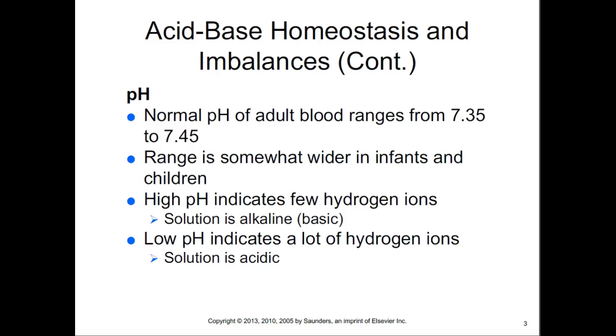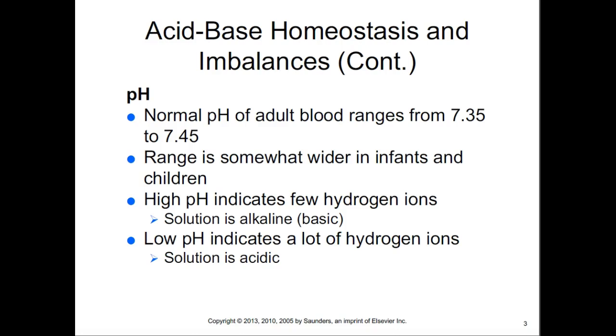All right, so pH: 7.35 to 7.45, a little wider in infants and children. A higher pH indicates that you have fewer hydrogen ions. In the case where you shift your bicarbonate, I need you to make sure that you have your carbonic acid buffering system written down somewhere.